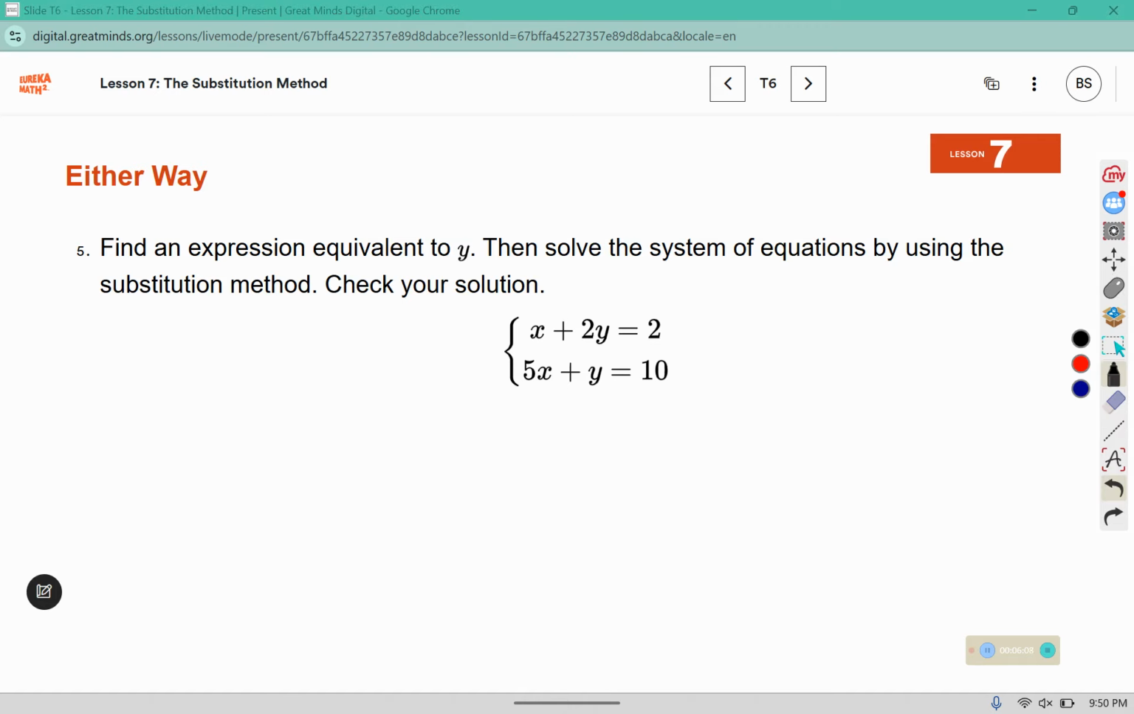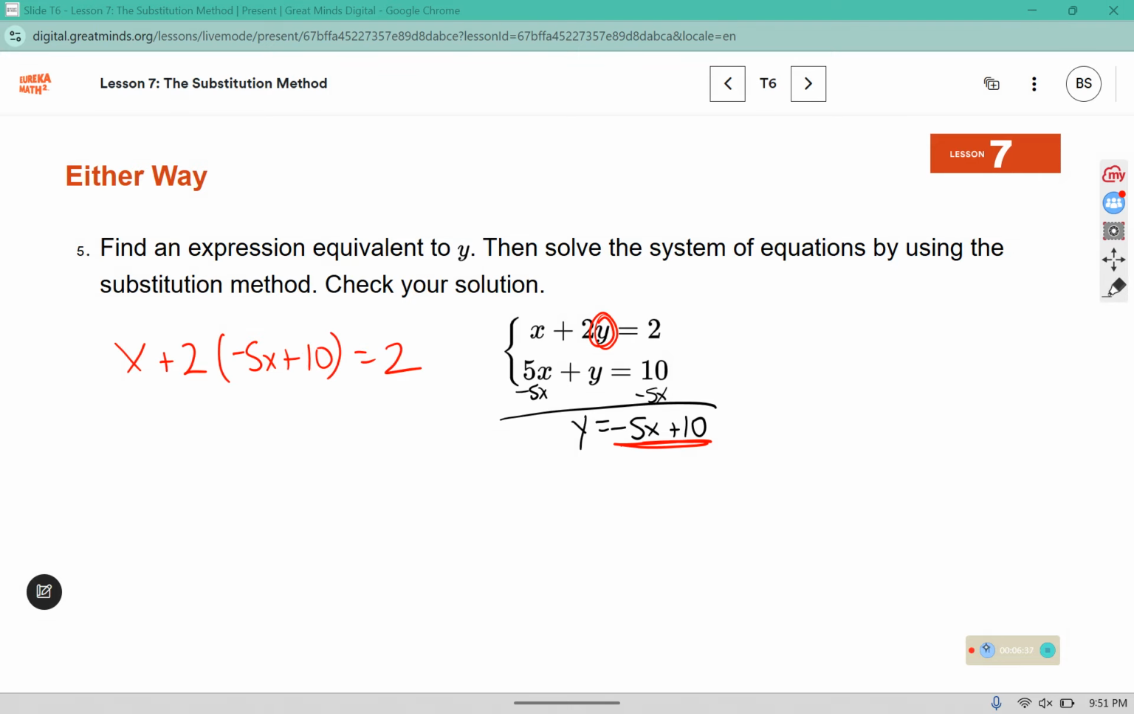This time it wants us to solve it for y. This one already has the y by itself. It doesn't have the 2 with it, so I'm going to move the 5x over from this equation. And that gives me y equals negative 5x plus 10. So we're going to replace this y value with what the y is equal to. This is the same system, so we are expecting to get the same answer as the last problem.